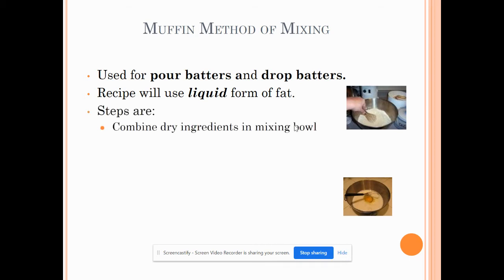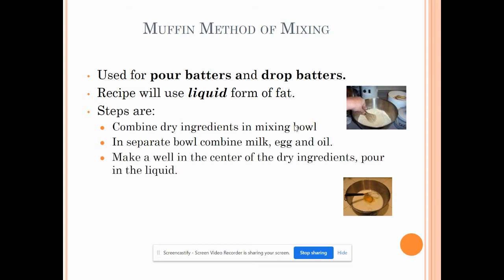Here are the steps. Step number one, you will combine together all of your dry ingredients. So things like flour, salt, sugar, leavening agent. In a separate bowl, you're going to combine your wet ingredients. So things like your milk, egg, and oil. From there, you are going to make a well, which is a small circle in the center of your dry ingredients. And from there, you are going to pour in your liquids.